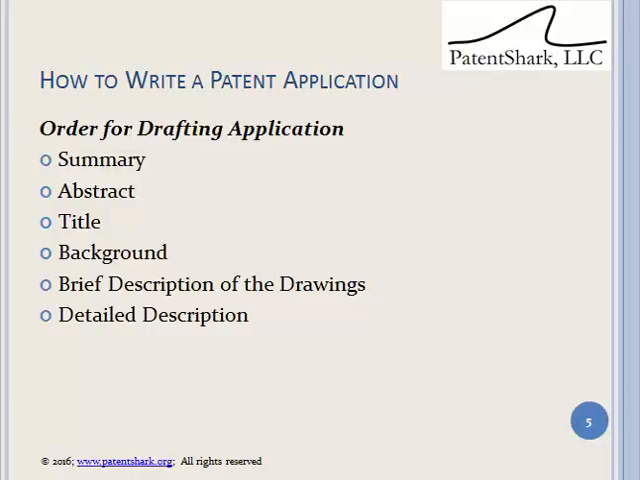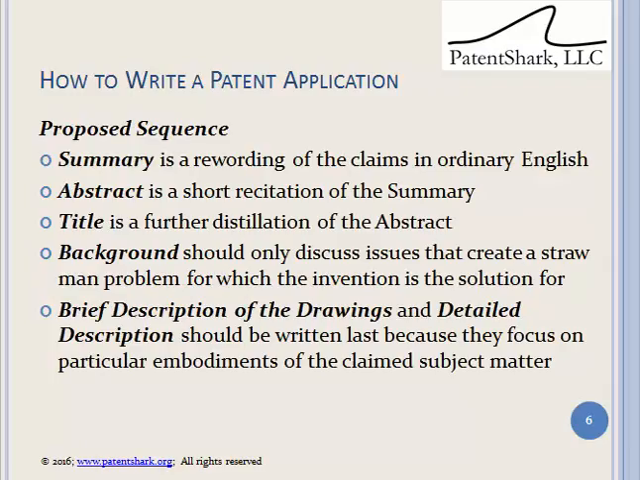Okay, so now we know what the parts of the patent application are, but in what order do we draft these parts of the patent application? The most common order for drafting purposes is usually as follows. You start off with the summary section, then you go to the abstract, then you write the title, then you go into the background, then the brief description of the drawings, and last but not least, the detailed description. So let's look at each part in the proposed sequence of drafting.